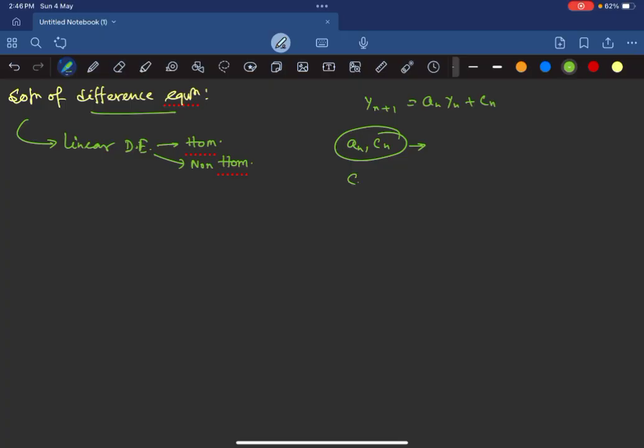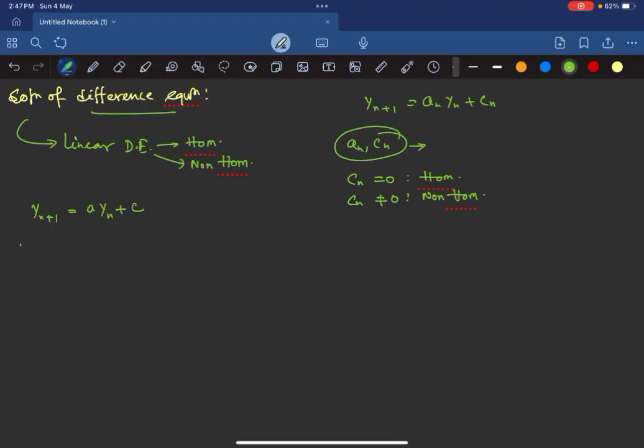Now if c_n is 0, we have the homogeneous case, and if c_n is not equal to 0, then we have the non-homogeneous case. You can identify it from here. Again, a_n and c_n are functions of n, but for the time being we can consider one of the simplest cases by taking a and c as constant terms. So we have y_{n+1} = a y_n + c. We can write it like this.